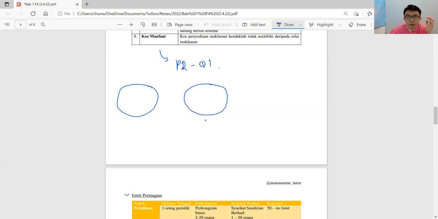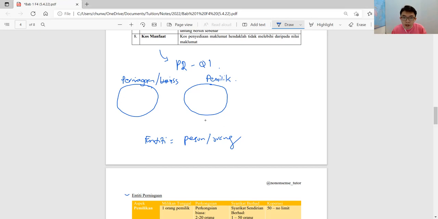Entity is like what? It's like a person. Like a person. Orang. Okay, you need to know that in business, we have to break down to dua orang, a two person. One is the business, the perniagaan. Business. And then the other one is the pemilik.